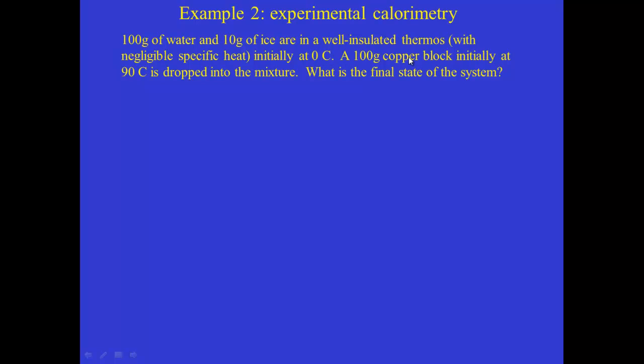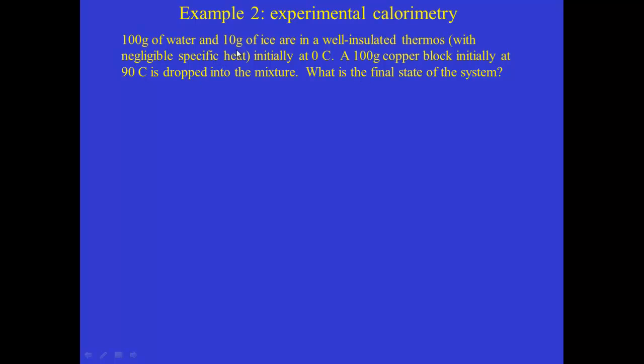So a 100-gram copper block initially at 90 degrees C is dropped into the mixture. What is the final state of the system? Here, the problem is a little more complicated. We know the final state of the system will still include 100 grams of copper, right? Because the copper is not going to melt, and it won't change the amount of copper that we have. The copper will simply cool off from 90 degrees to some final temperature.